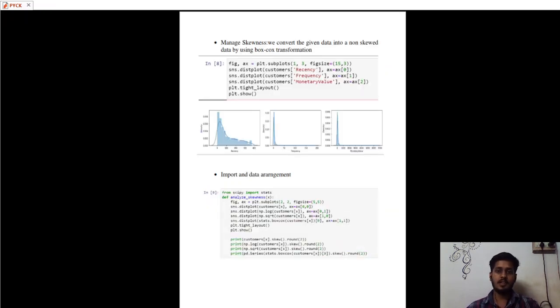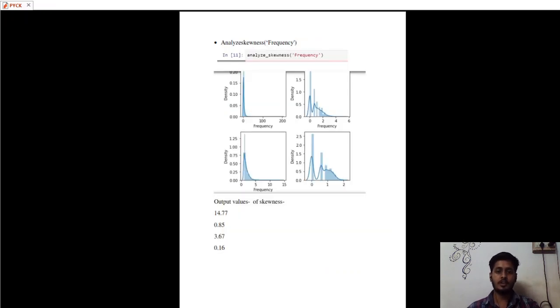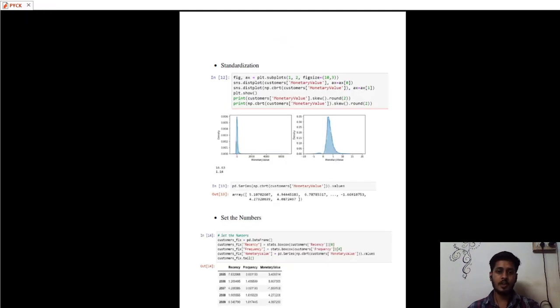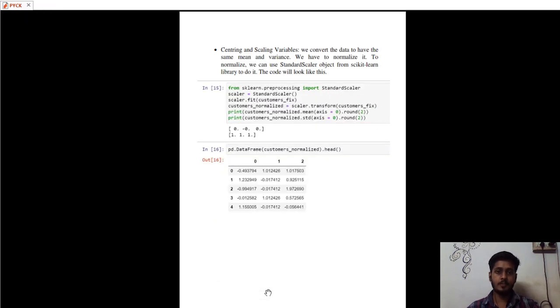We saw that some skewness was there, so we removed the skewness with the help of Box-Cox and cube root, and got the minimum skewness in our data. With that we got our recency, frequency and monetary value data with minimum skewness, and then we standardized that data, normalizing it to the same mean and variance. Here is our final data which is ready for analysis, standardized and with minimum skewness.